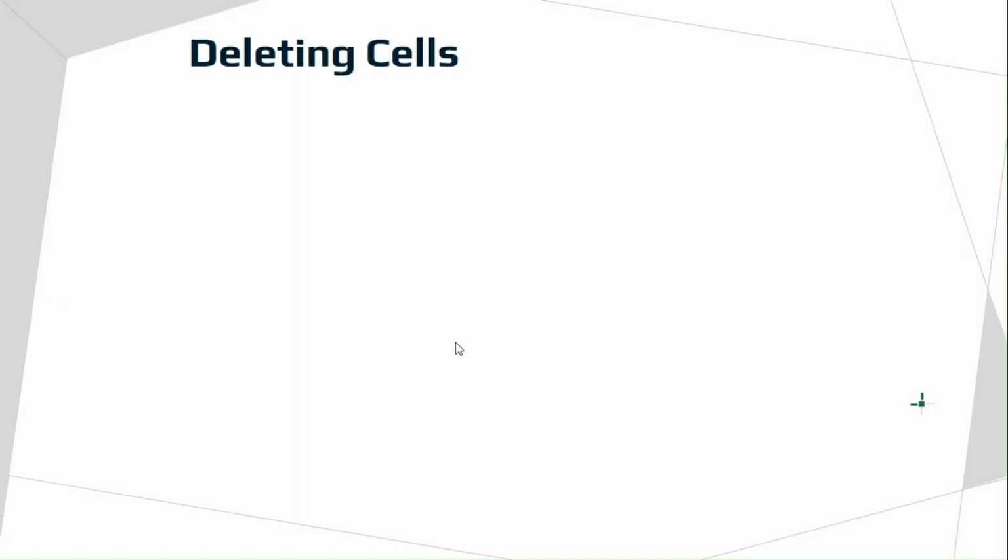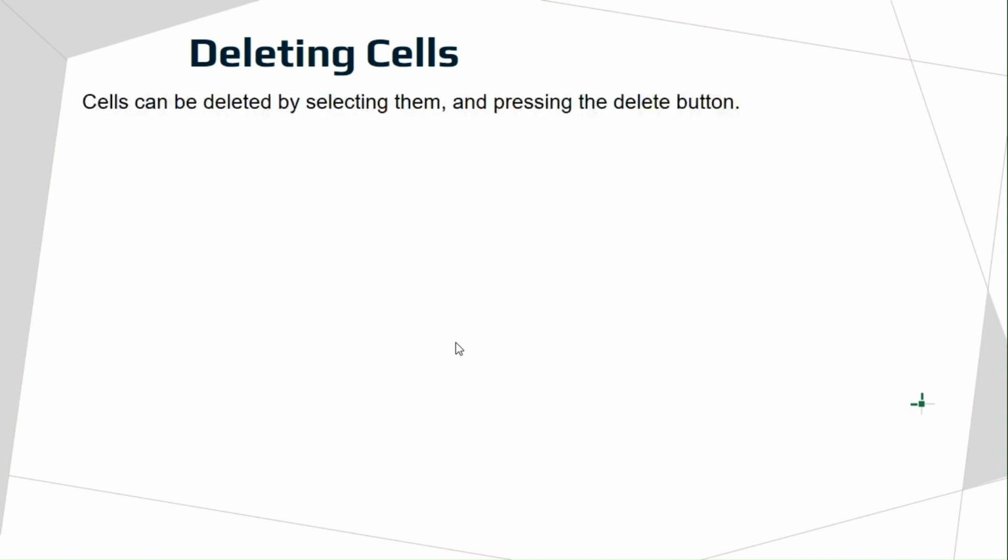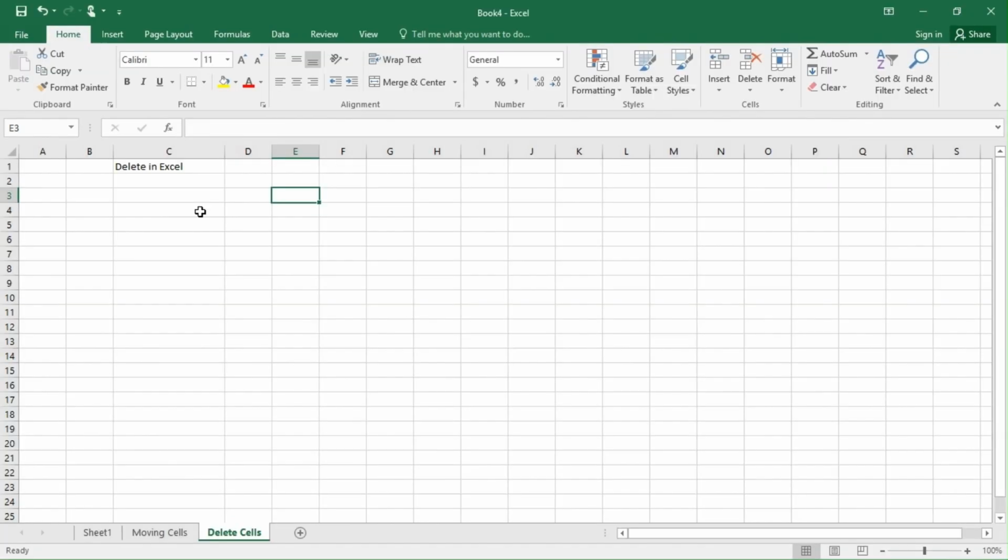Let's look at deleting cells. How can you delete cells in Excel? Cells can be deleted by selecting them and pressing the Delete button. From the previous examples, you might recall where we deleted a value or values. Let's say, for example, you want to delete this cell. All you need to do is to select the cell and press your Delete key on your keyboard, and it's gone. You can also do this for multiple cells.